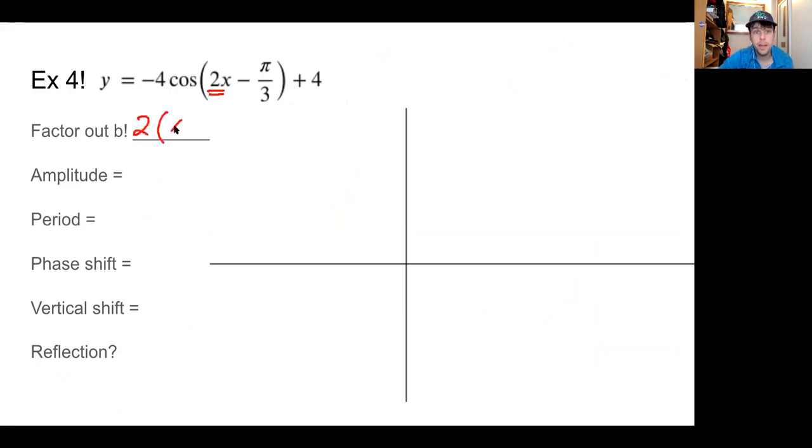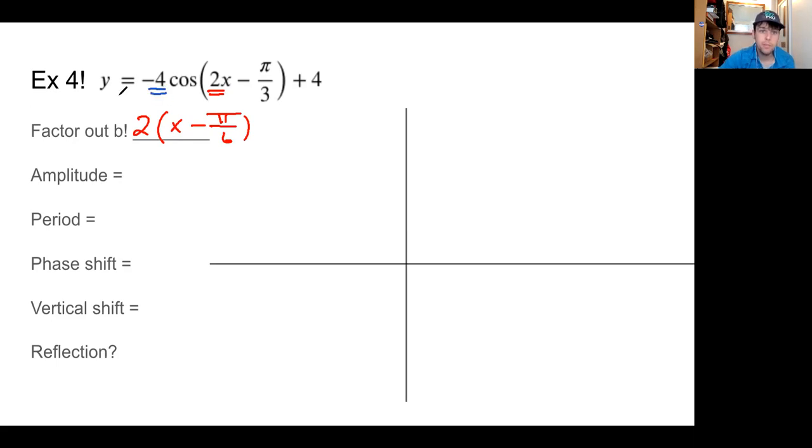That's going to leave us with x minus, and then divide this by 2, we get pi over 6. So that gives us our proper phase shift, which is not a great one. I don't think that's going to be very compatible with our period, but that comes later. Okay, let's look at the amplitude.